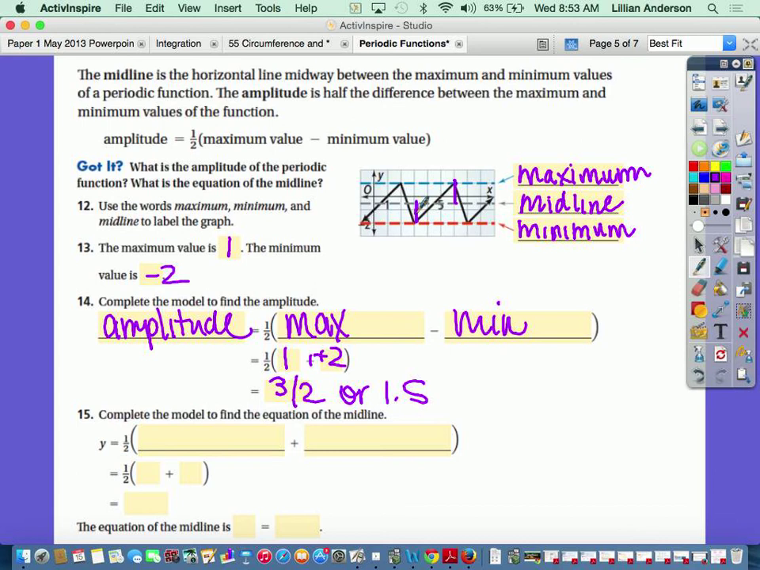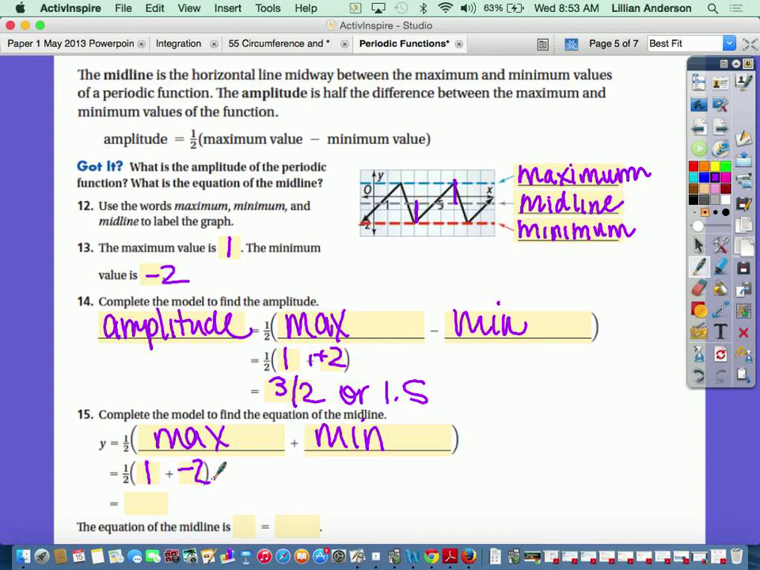Now, to find the equation for your midline, because your midline, again, is a line, which is always in the form of y equals a particular number, all you do is you take half of your maximum plus your minimum. Okay? So in this particular example, our maximum was 1, and our minimum was -2. And so what's half of 1 plus -2? -1.5?